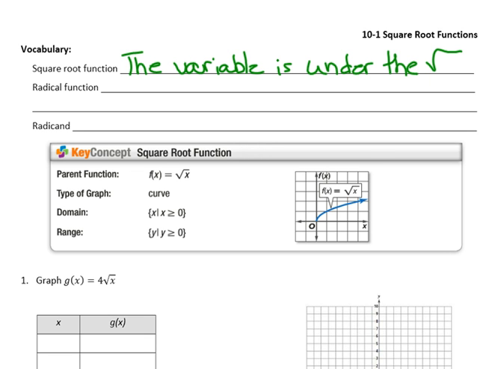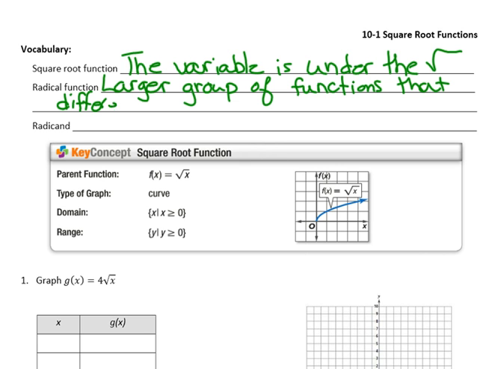That's the radical sign. So a radical function is a larger group of functions that contain different roots. So you could have a cubic function, which would then be the cubed root of the variable. You could have a fourth root function. But we really only need to deal with square root functions, which makes it a little easier.